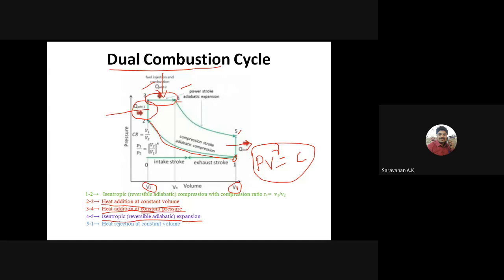Here the heat rejection will be at constant volume, right? So in all the air standard cycles, the Otto cycle, diesel cycle, and dual combustion cycle, the heat rejection takes place at constant volume. So these five processes are involved in the dual combustion cycle.